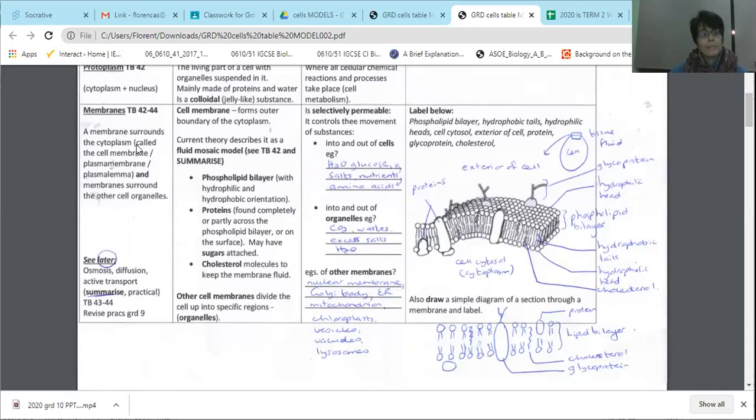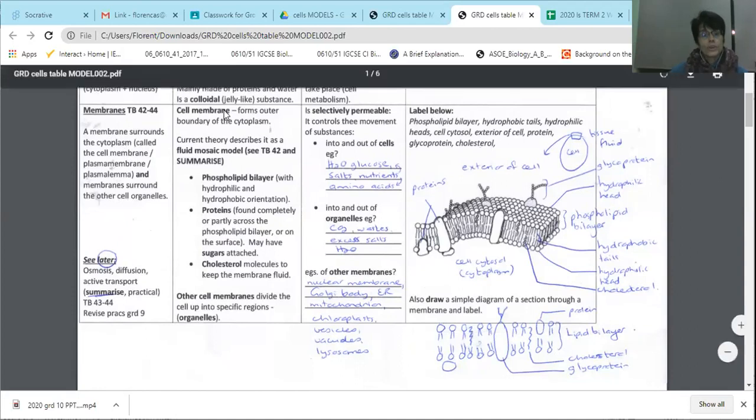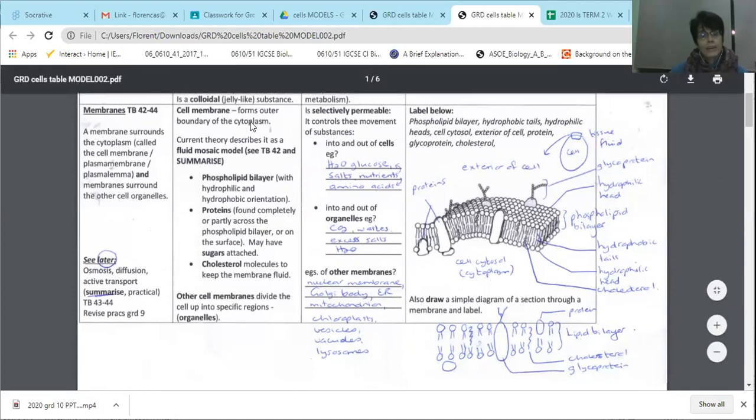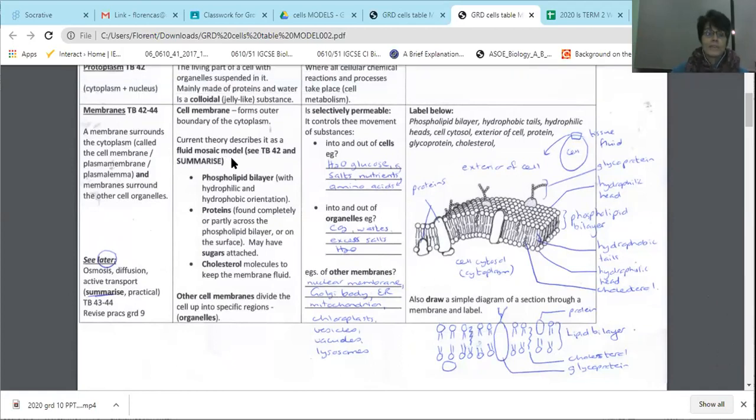Now, the membranes that we looked at in the first video, in my lesson video, I mentioned that a cell membrane surrounds the cytoplasm, and synonyms are plasma membrane or plasmalemma. All right, and then you've got all the membranes that surround the other organelles. So it forms the outer boundary of the cell, and it's a lipid bilayer, and the theory used to describe it is the fluid mosaic model. So you can look at the notes on page 42, summarize your own notes, but these are the main parts.